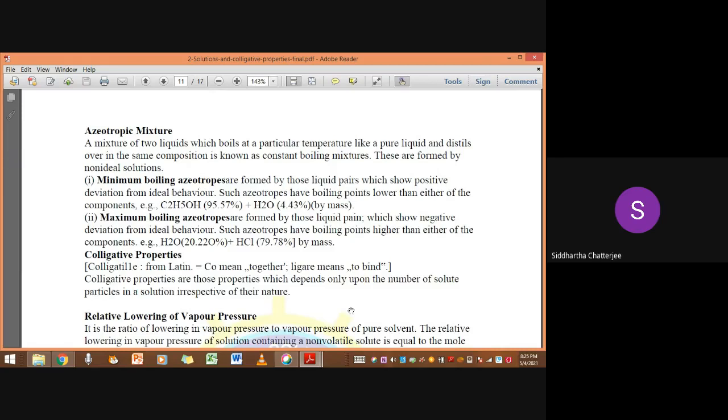On the other hand, the maximum boiling point azeotrope comes from negative deviation from Raoult's law. In that case, PA is less than PA0 XA and PB is less than PB0 XB, and delta H of the mixture is less than 0 and delta V of the mixture is less than 0.